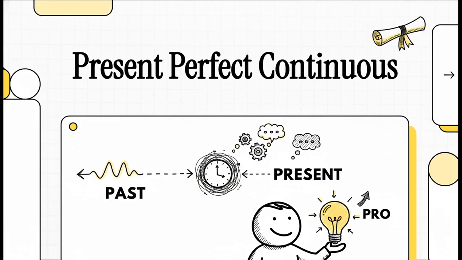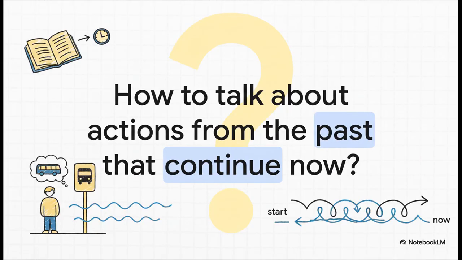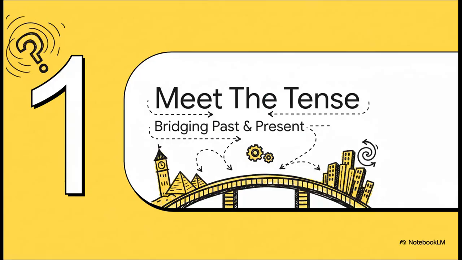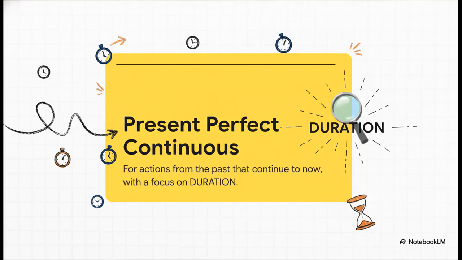Let's dive in. So let's kick things off with a little puzzle. Think about it. How would you describe something you started doing yesterday and you're still doing it today? Or maybe your friend started waiting for the bus 10 minutes ago and they're still standing there. How do you say that in just one sentence? Well, the answer to that question is a specific grammar tool. It's a tense that acts like a perfect bridge connecting what was happening before with what's happening this very moment. And here it is, the present perfect continuous.